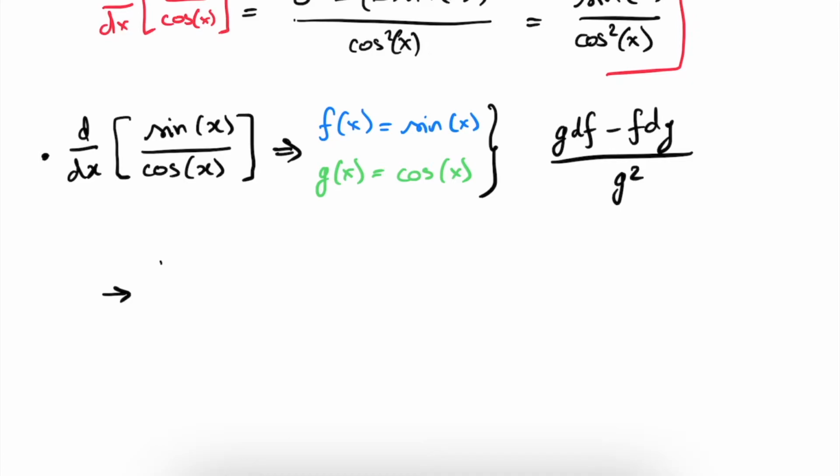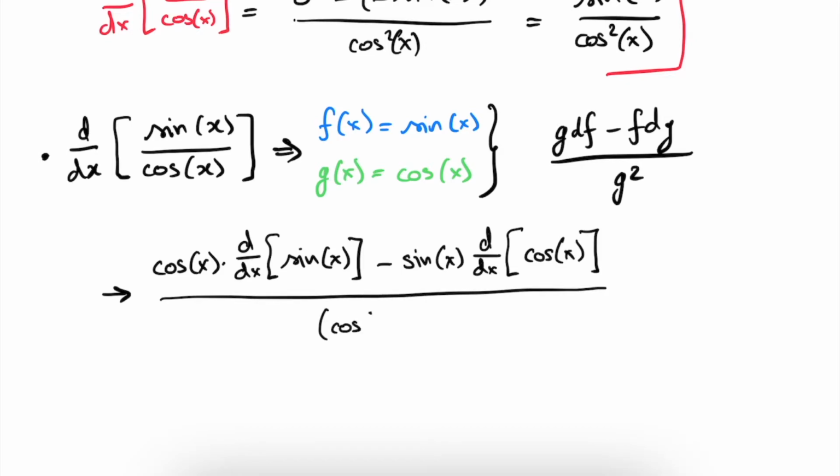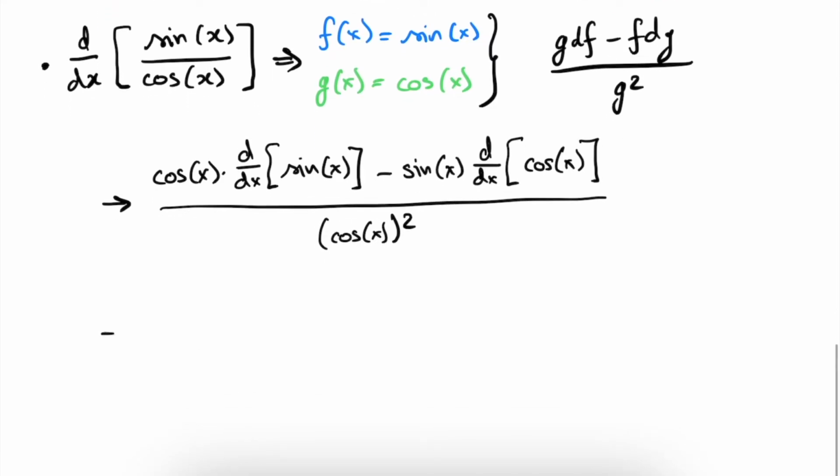G df means g, which is the cosine of x, times the derivative of f, and f is the sine of x, minus f, which is the sine of x, times the derivative of the cosine of x, which is g in this case. And we divide this entire thing by g squared, which is cosine of x squared. Let's rewrite this. Let's do these basic derivatives.